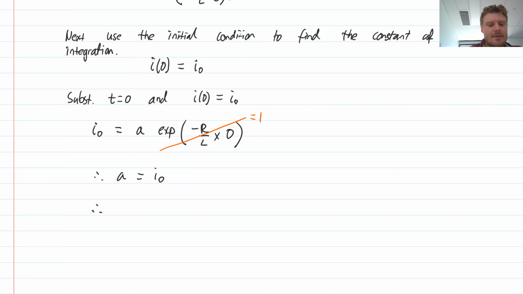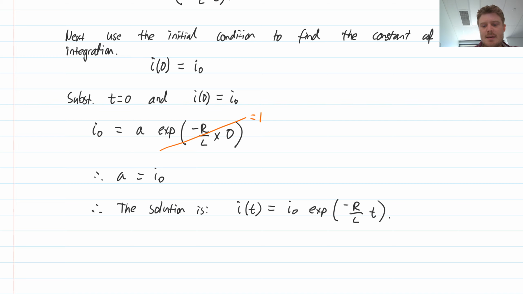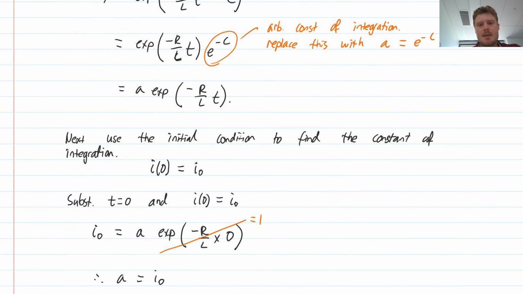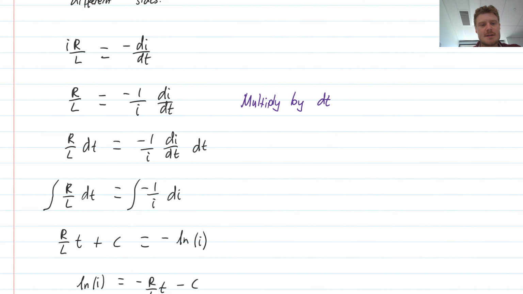And therefore, the solution is that I of t is equal to the initial condition I0 times our exponential of negative r over L times t. And that's the same solution that we got before using a different method, and we should obviously get the same solution no matter what technique we use to solve it. But this is another way that you can approach solving differential equations like this.